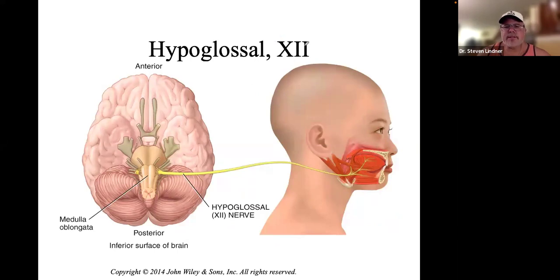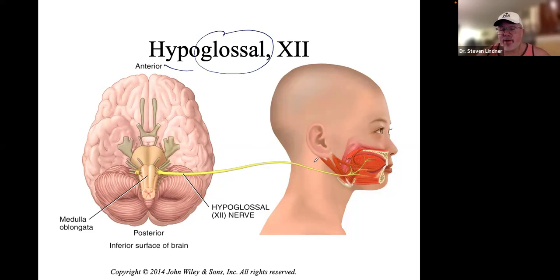And last but not least, we have cranial nerve 12, the hypoglossal. The word glossal means tongue. Hypo is underneath. So the hypoglossal controls the movement of the tongue, whether it's sticking out the tongue, elevating, depressing, moving the tongue side to side.